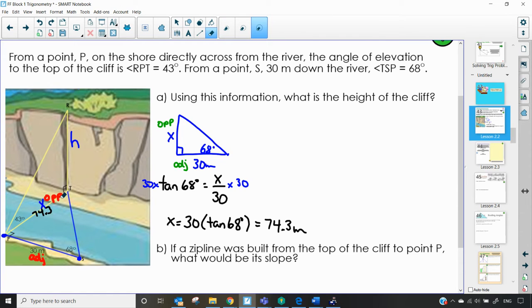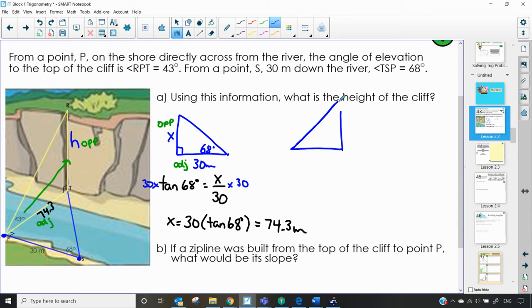All right, so now we know that this length right here is 74.3 meters. I'm actually going to erase my labeling. I'm going to put in that 74.3, and I'm going to relabel my triangle. So 43 degrees is now the angle I'm going to use. Across the triangle, height is what I need. That's my opposite. And 74.3 is my adjacent.